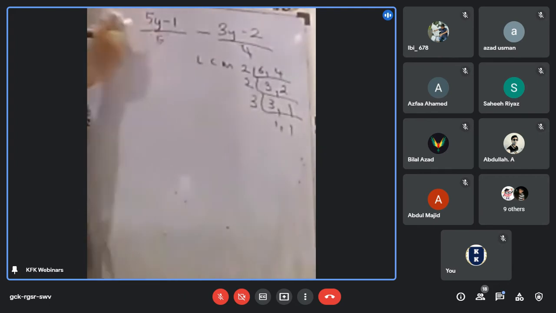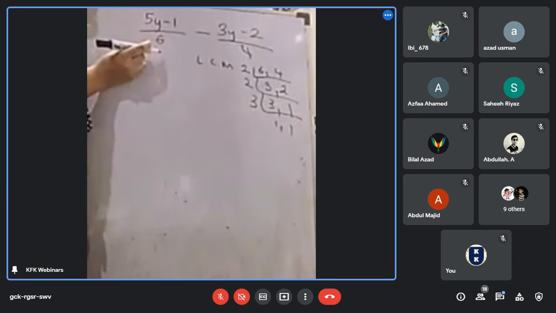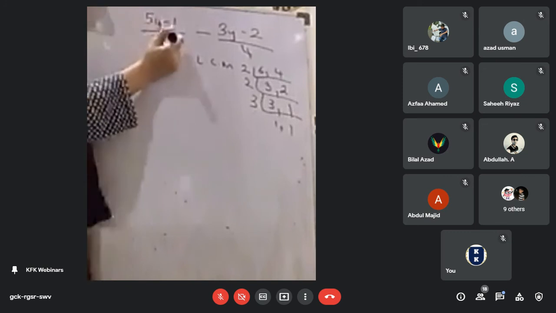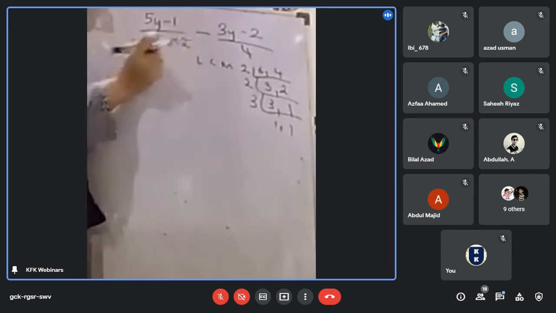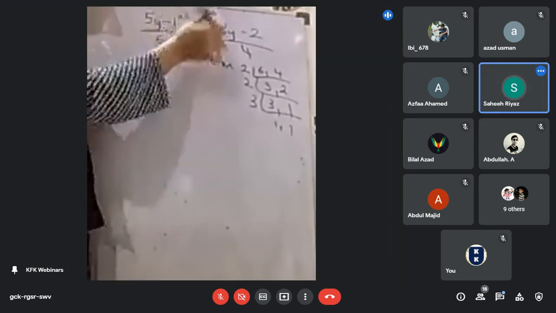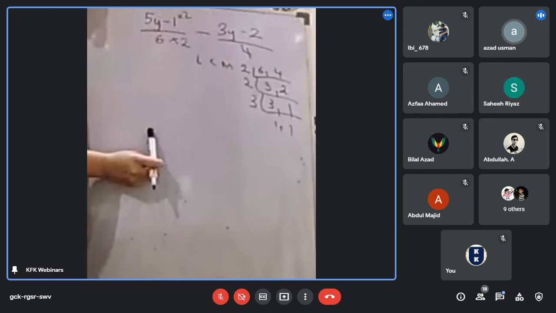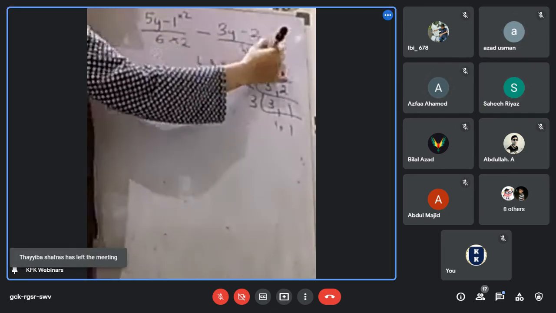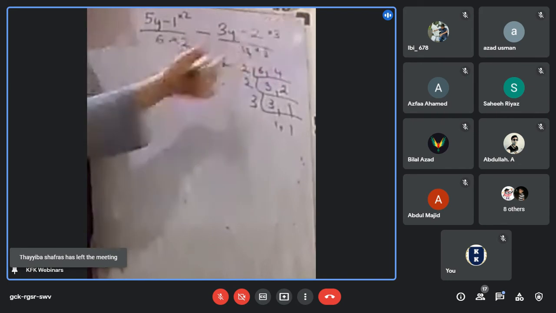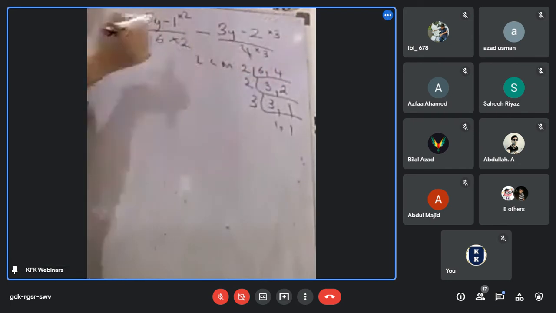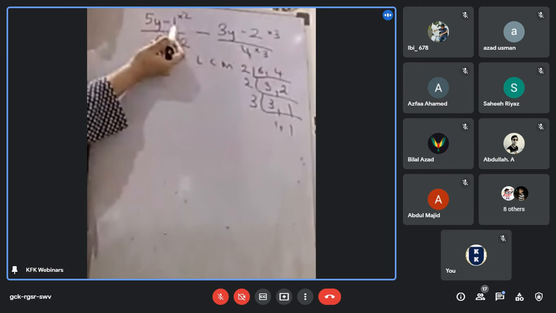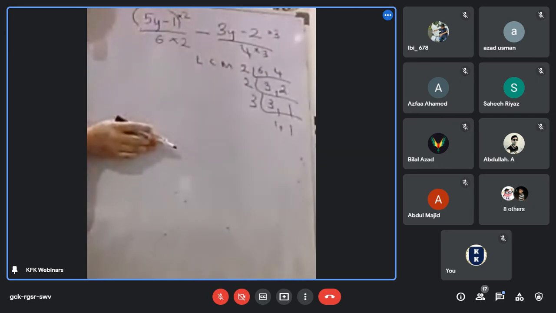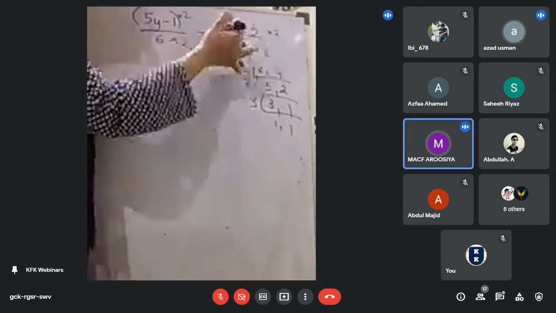So now tell me, what will you be doing here? Multiply by 2. Yes, 6 multiplied by 2, therefore the numerator is also multiplied by 2. 4 multiplied by 3, therefore the numerator is also multiplied by 3. Now remember, we are not multiplying this 2 with just this one. We are multiplying the 2 with this whole thing. Do you understand? We are multiplying this 3 with this whole thing.